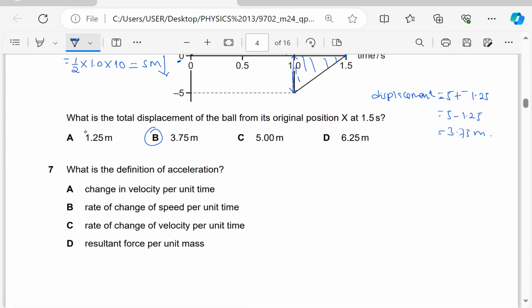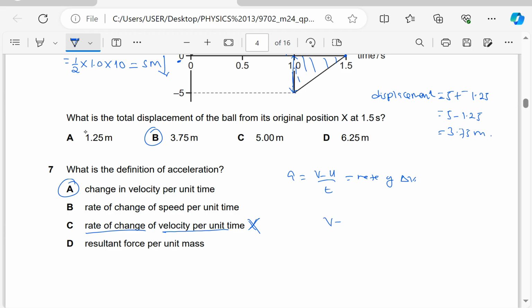What is the definition of acceleration? Of course, we know that acceleration is final velocity minus initial velocity over t, which is the same as the rate of change of velocity. So number 7 is automatically the answer A, the change in velocity per unit time, the rate of change of velocity. Now you can't say rate of change of velocity per unit time. This one is a repetition.